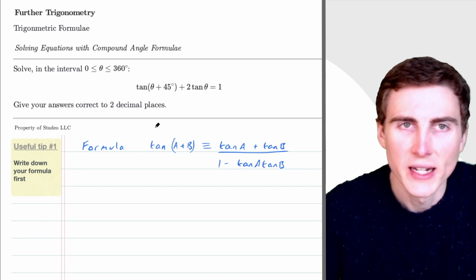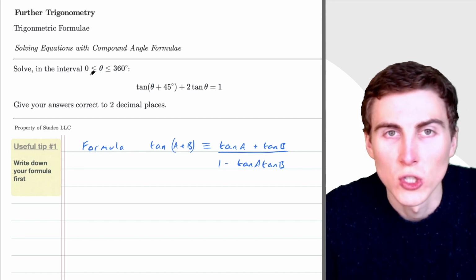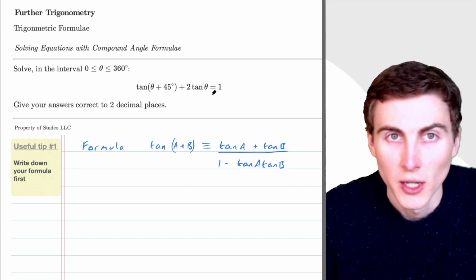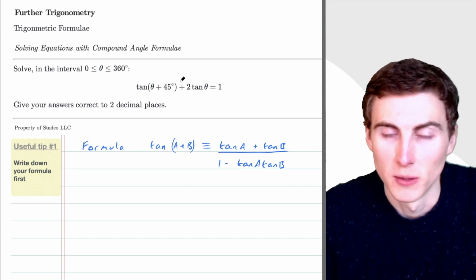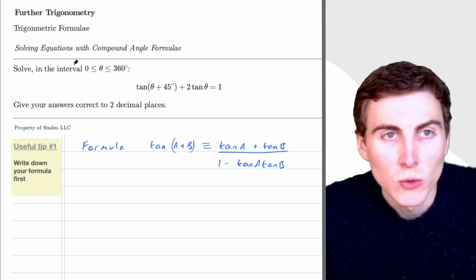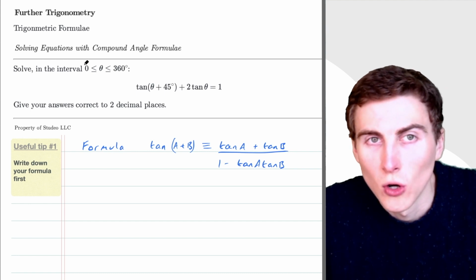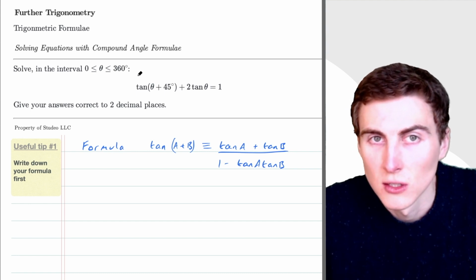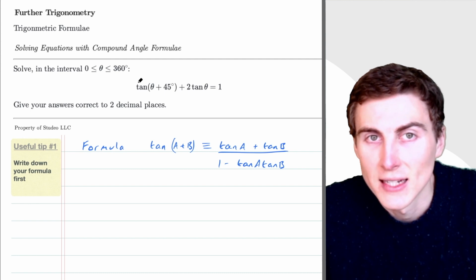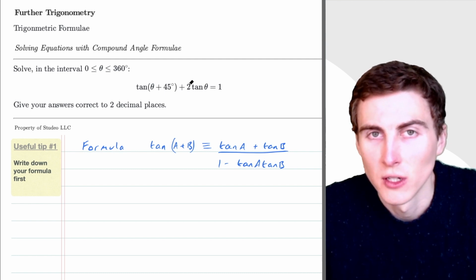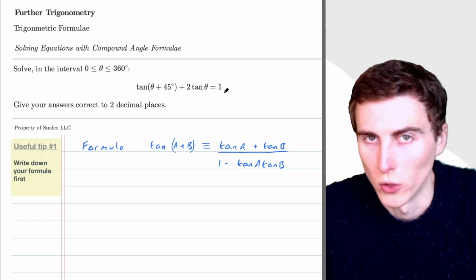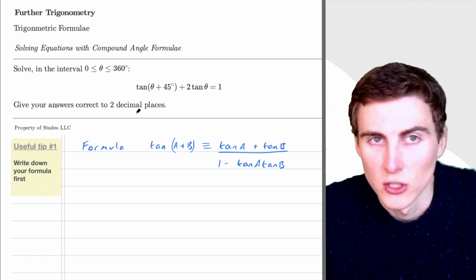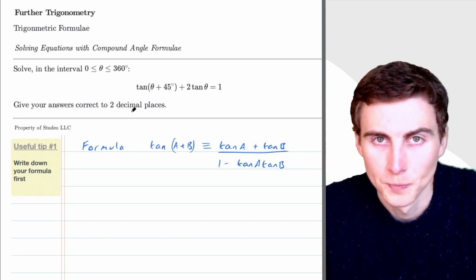Hello. So in this video, we're trying to solve an equation that uses the compound angle formula. In this one here, it says solve in the interval of 0 to 360 degrees. This thing here: tan of theta plus 45, plus 2 tan theta equals 1. And we need to give our answers to 2 decimal places.